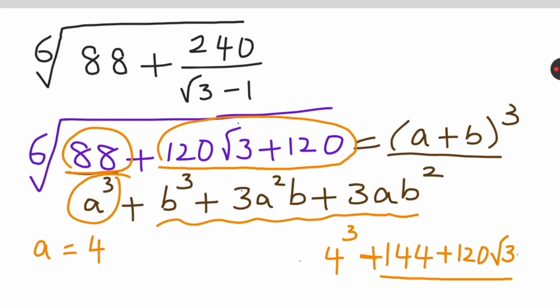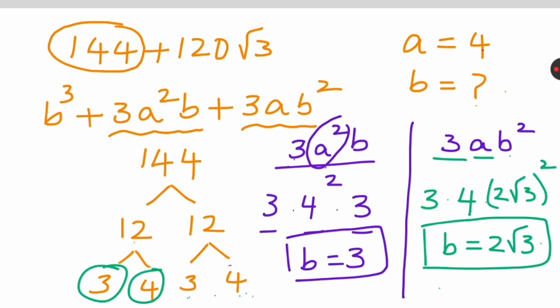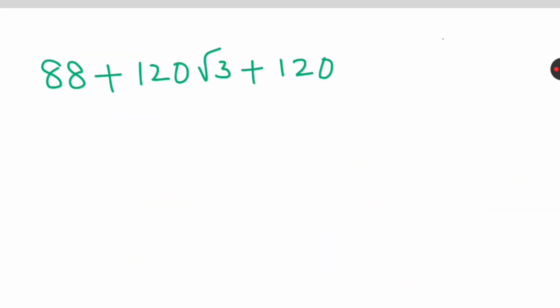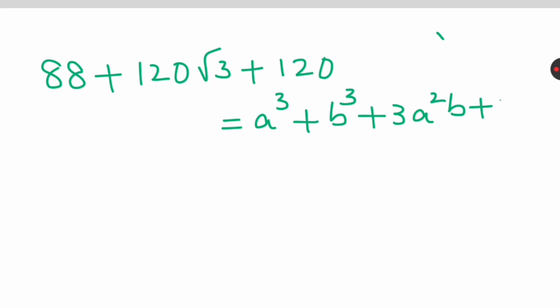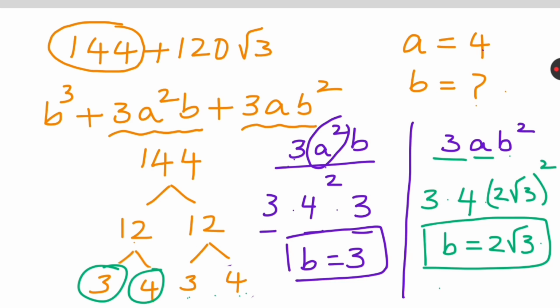So what we have given 88 plus 120 root 3 plus 120. Let's take that. So we are converting this in terms of a power 3 plus b power 3 plus 3a power 2b plus 3ab power 2. We know that a value is 4 and b value, let's take the first one. So b value is 3. Let's take this and check is this b is correct or not.